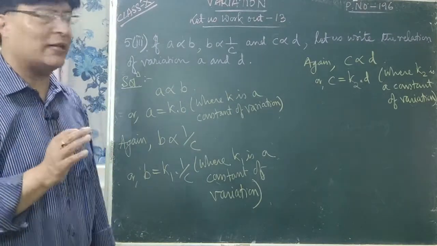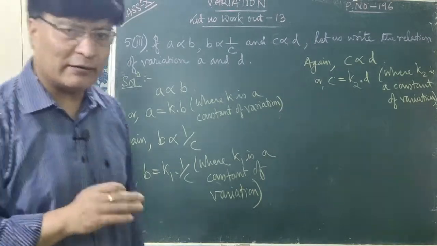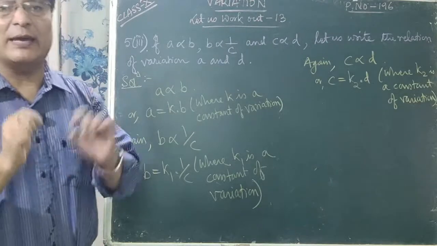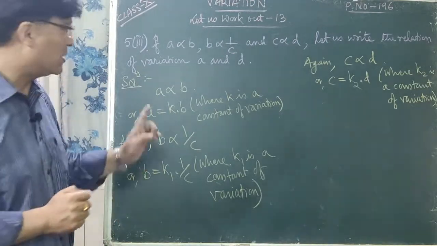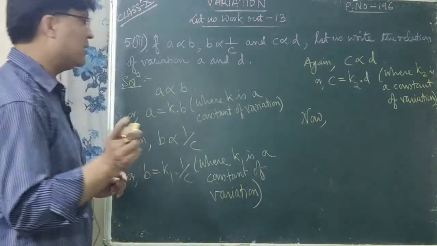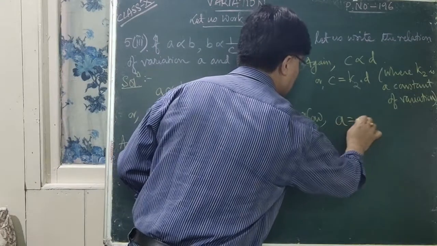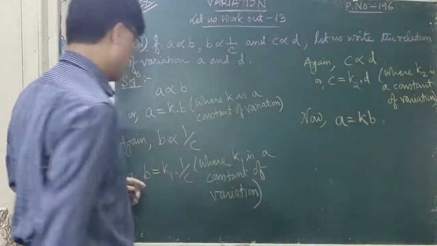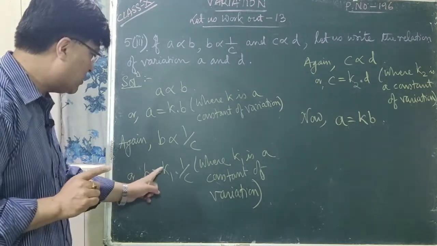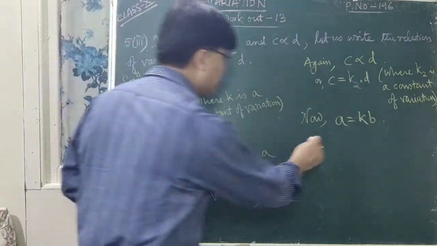You have to write down the relation between A and D. So what type of relation is there between A and D only? We have to find the relation only between A and D, okay? So now, what do we write? A is equal to K into B. A is equal to K into B. Now let us put in the values, okay? So what is the value of B? K1 upon C, isn't it? K1 into 1 is K1 divided by C.